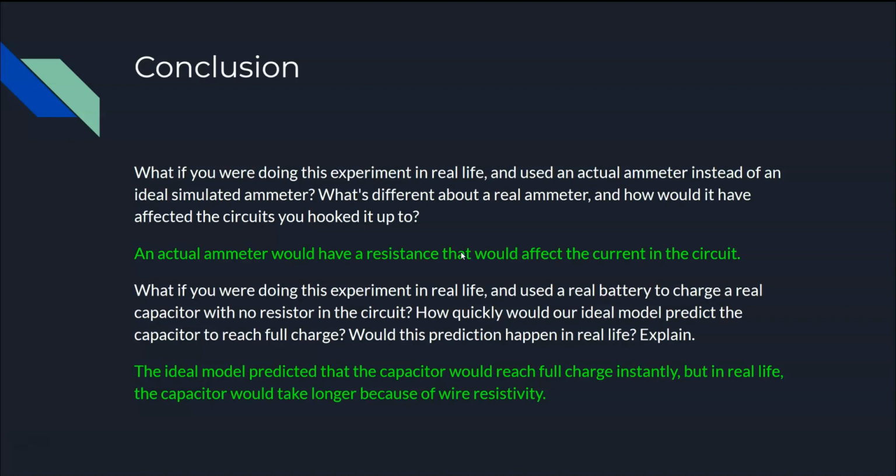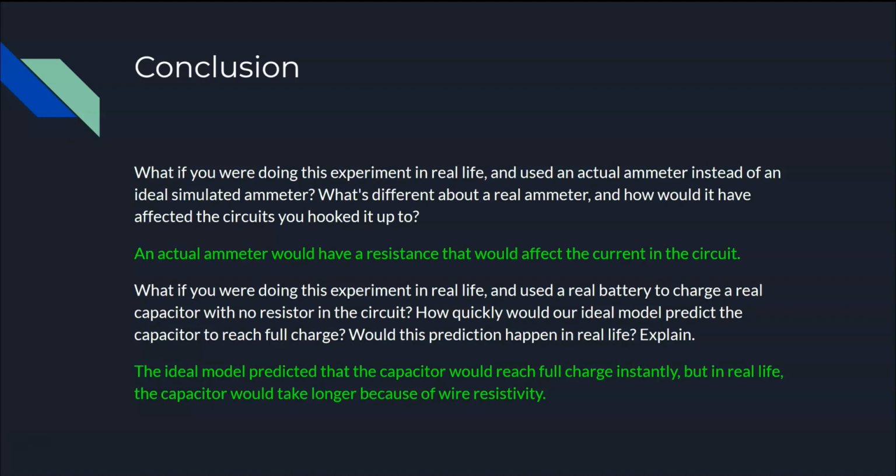So here are the 2 conclusion questions. The first is, what if you were doing this experiment in real life and used an actual ammeter instead of an ideal simulated ammeter? What's different about the real ammeter and how would it have affected the circuits you hooked it up to? My answer to this is that an actual ammeter would have a resistance, so this would affect the current in the circuit.